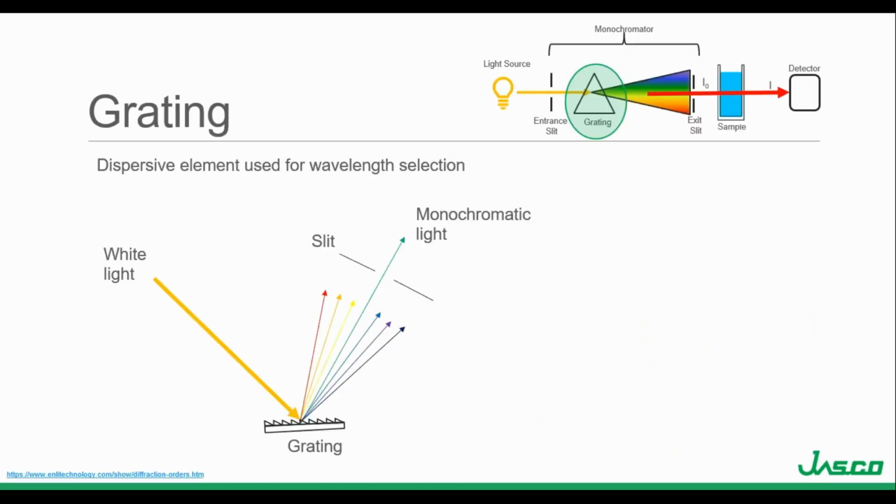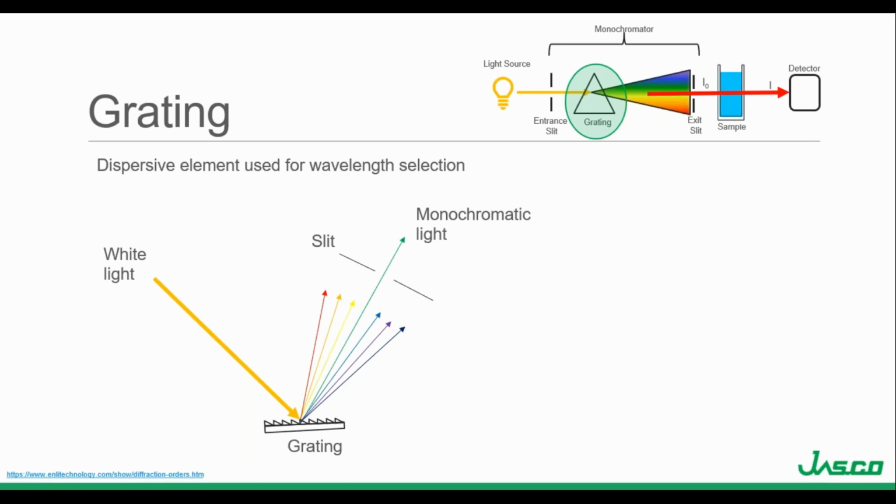So now to the dispersive element. We use a grating, which is used to select the desired wavelength range, or desired wavelengths, required to probe the electronic transitions of the sample's chromophore. It rotates based on the wavelength selected and diffracts the light into several beams. The direction that light is diffracted depends on the angle and wavelength of the incident beam and the grating's groove frequency, or the number of grooves on the grating per millimeter.